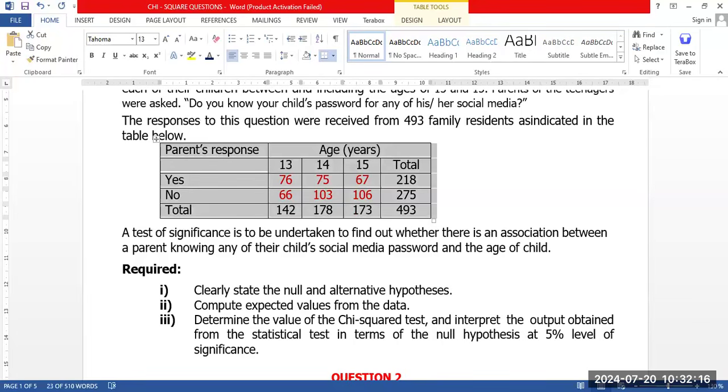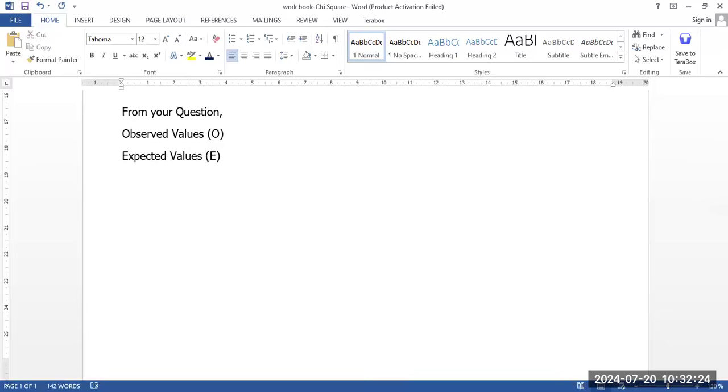And it is very clear. To get the expected values, especially if you have data in that form, this is the formula that we use. Row total times column total, then divided by overall total. So if you don't have row total, you need to get row total. If you don't have column total, you need to get column total.